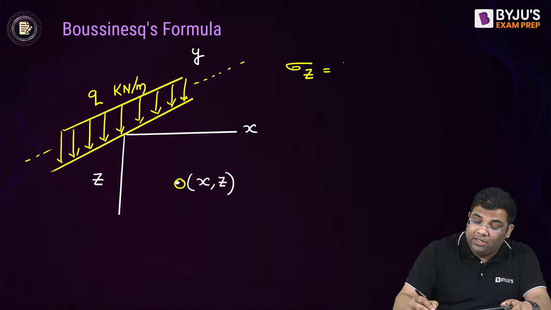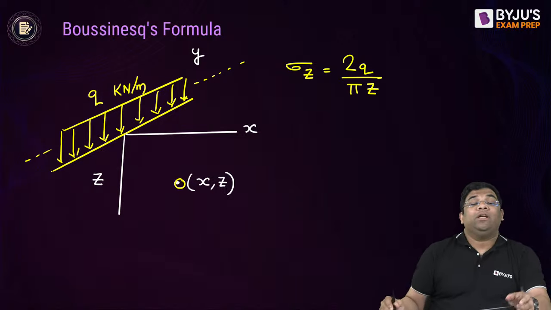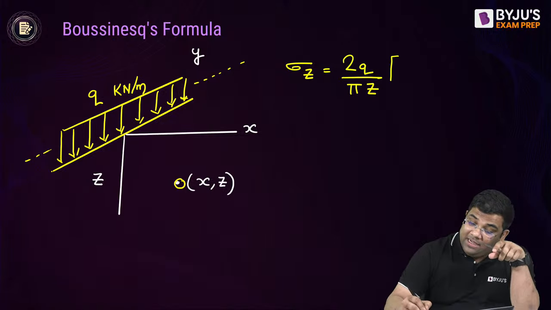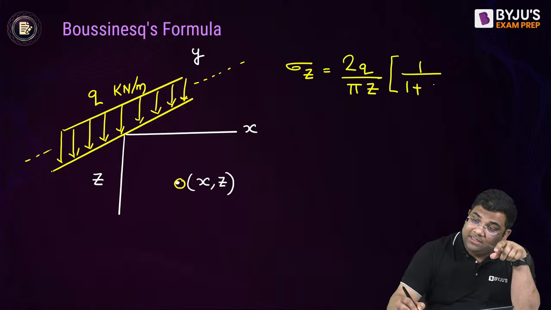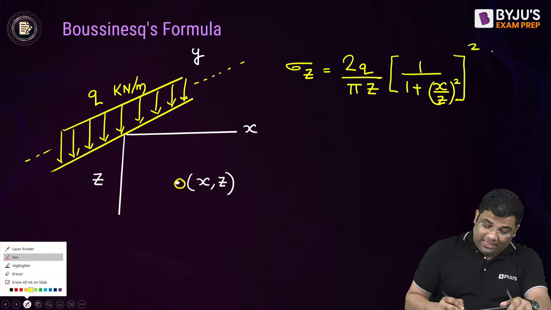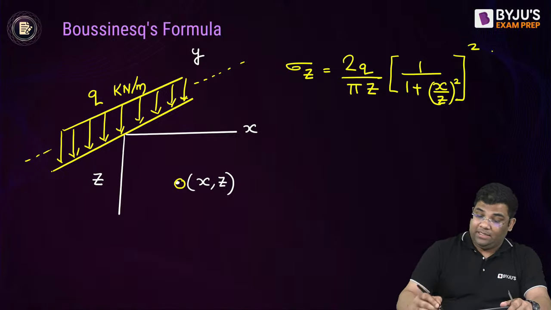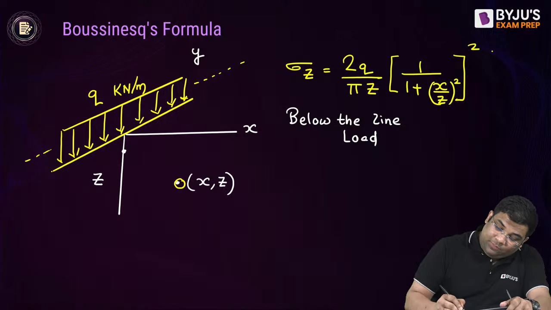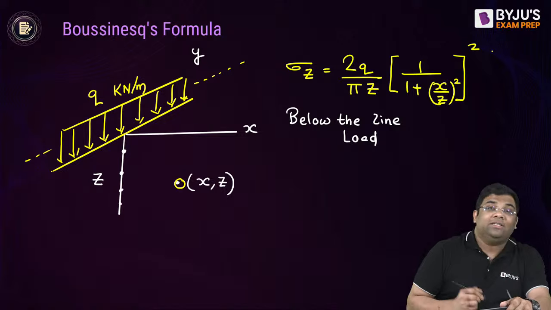It will be 2q by pi z. When it was the point load, it was z square; here it will be z only. And then 1 plus (x by z) whole square, and then whole square. So this is the formula for the line load. Now directly below the line load, x is 0, right?